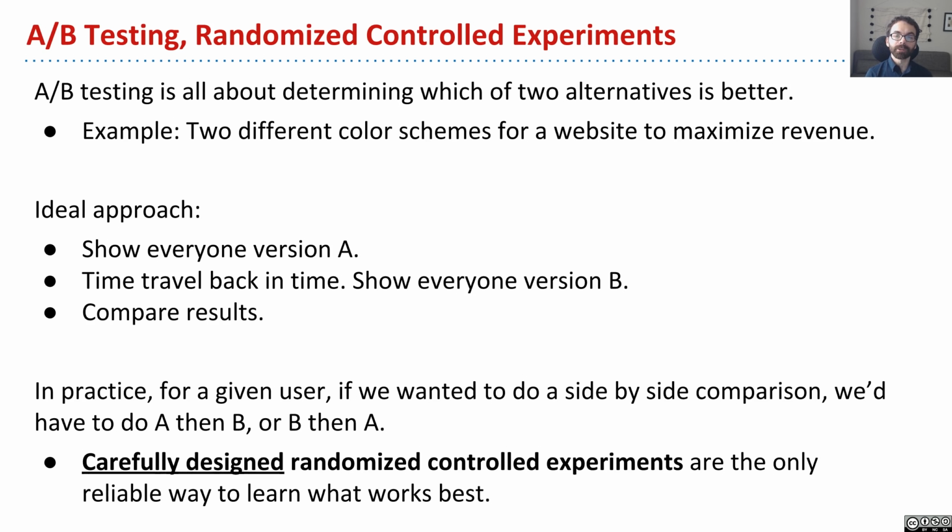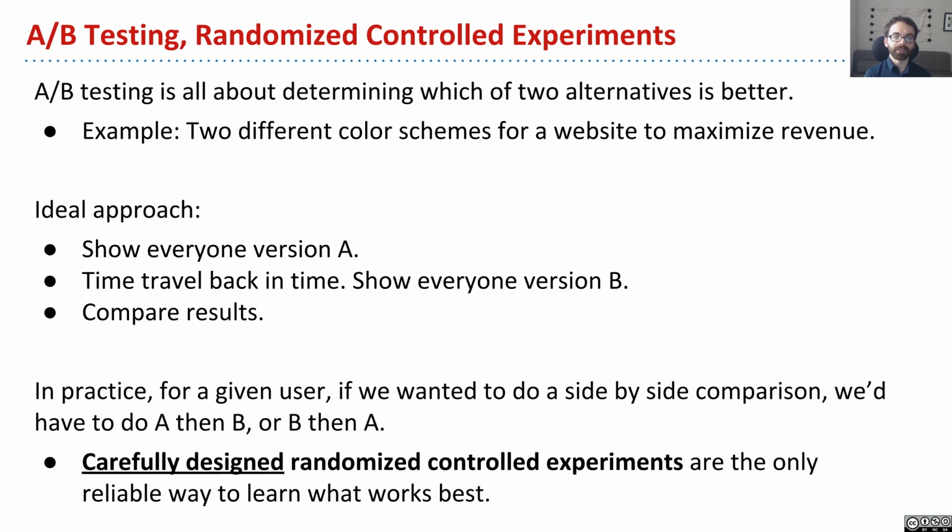Well, it's all about determining which of two alternatives is better. It can be generalized to more cases, but mostly it's about two alternatives. One of the examples given was, I have two different color schemes I could use for a website, and I want to use the one that maximizes ad revenue or click-throughs or conversions for sales in a commercial setting. An ideal approach would be to show all my users version A, then go back in time and show them version B, and for each person see which one was better according to some metric.